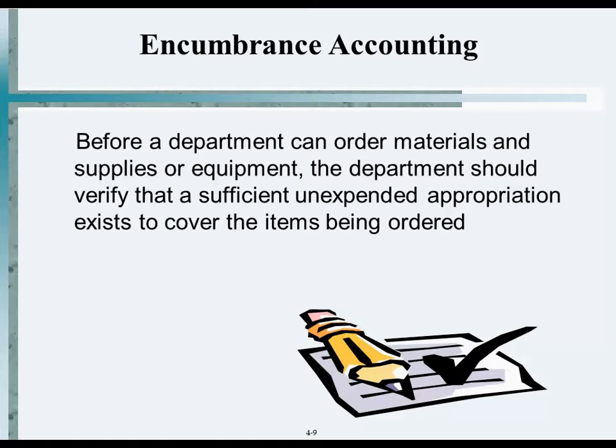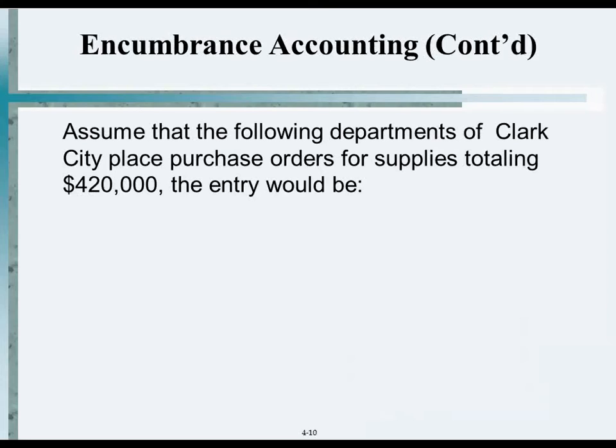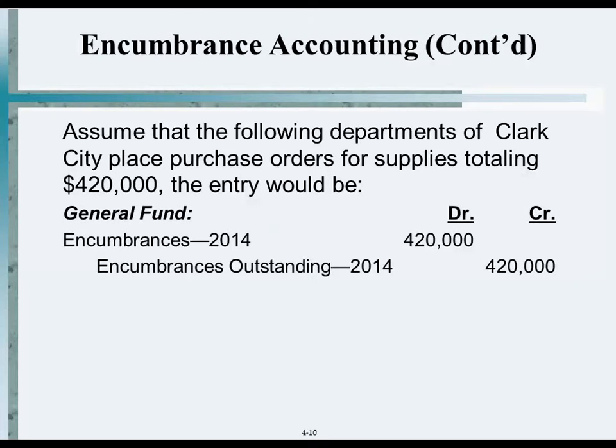Okay? And so we're going to learn this encumbrance cycle and how that works. So this is what happens. In this place, supplies worth $420,000 were ordered. And look at what happens. The first entry is, have we received the supplies yet? No. Do we have any obligation to make that payment yet? No. It's our intent to purchase what? $420,000 worth of supplies. Standard journal entry, a debit to encumbrance and encumbrance outstanding.